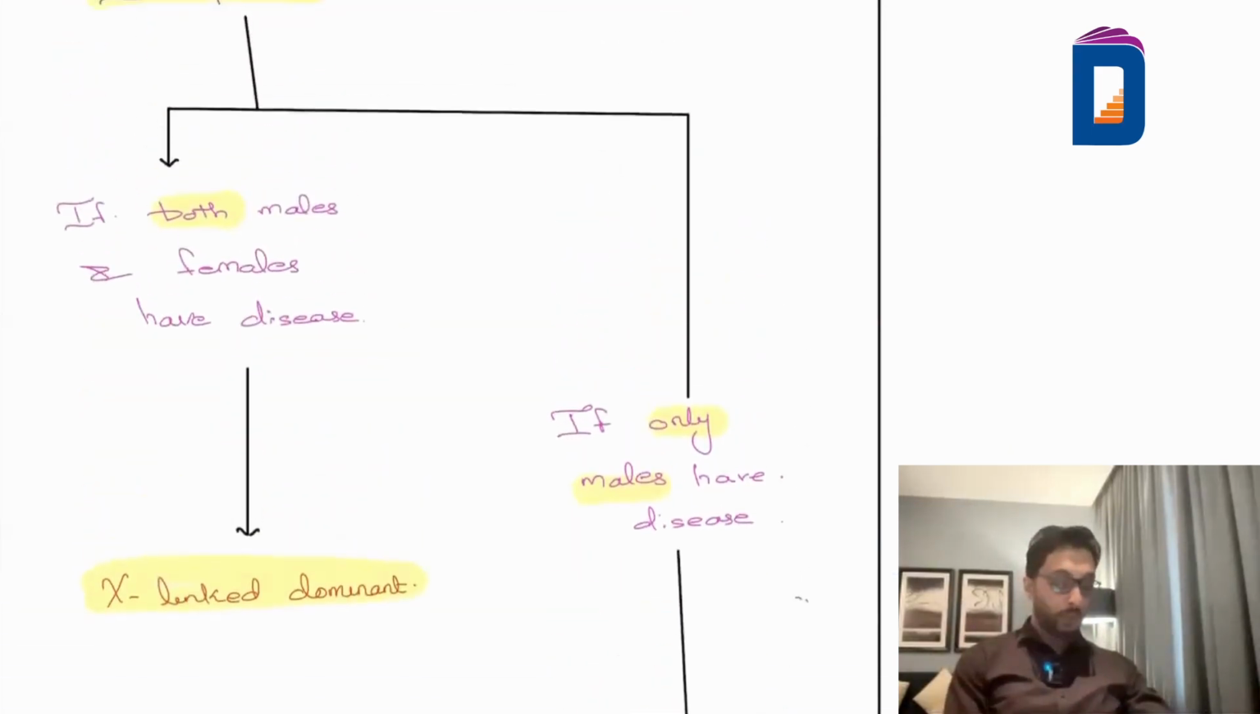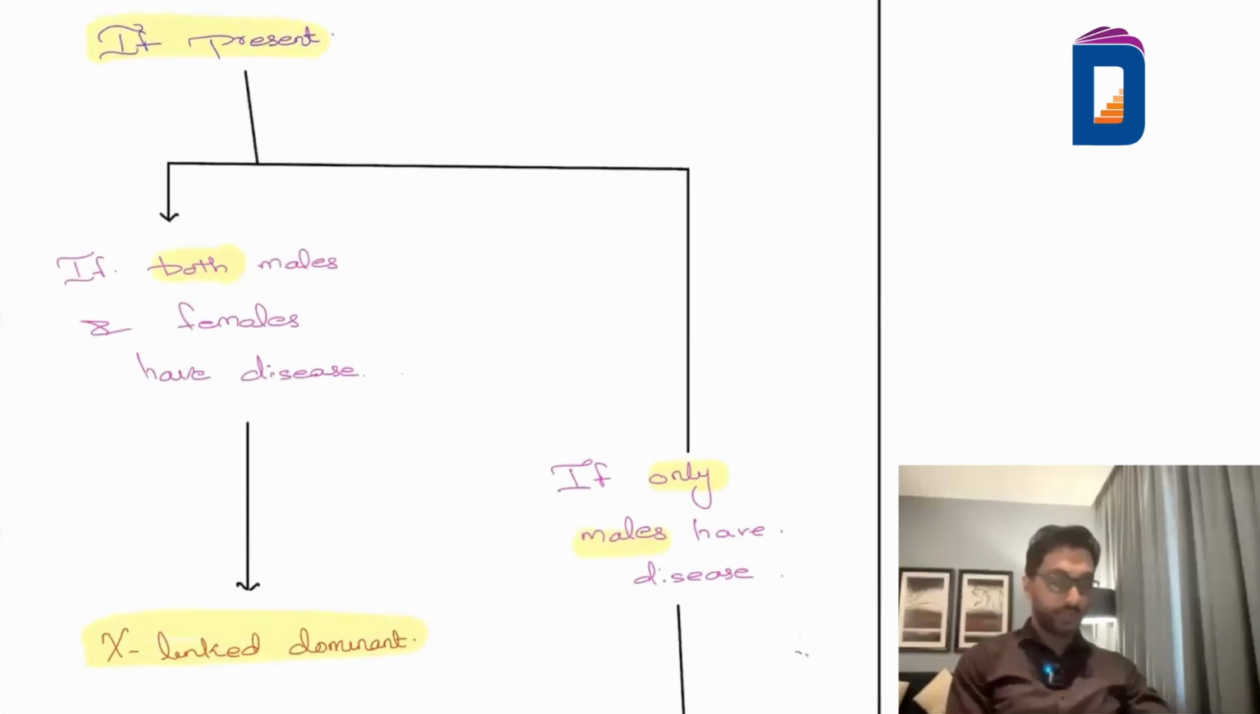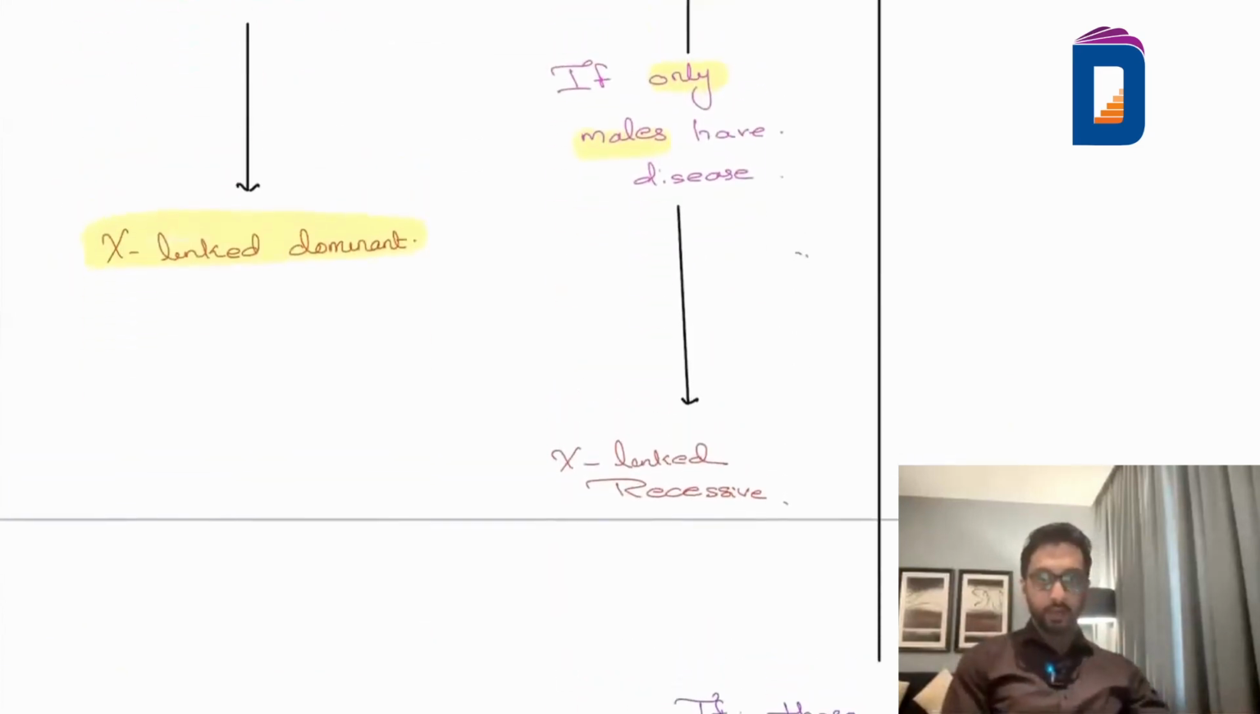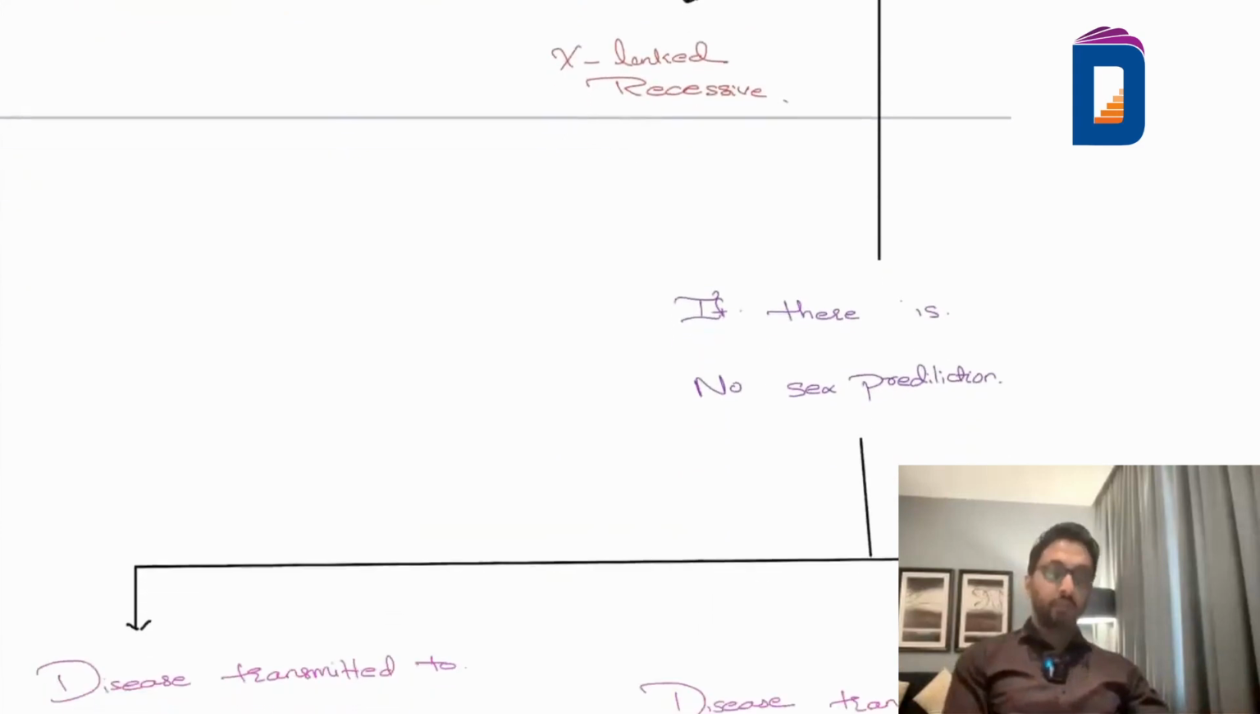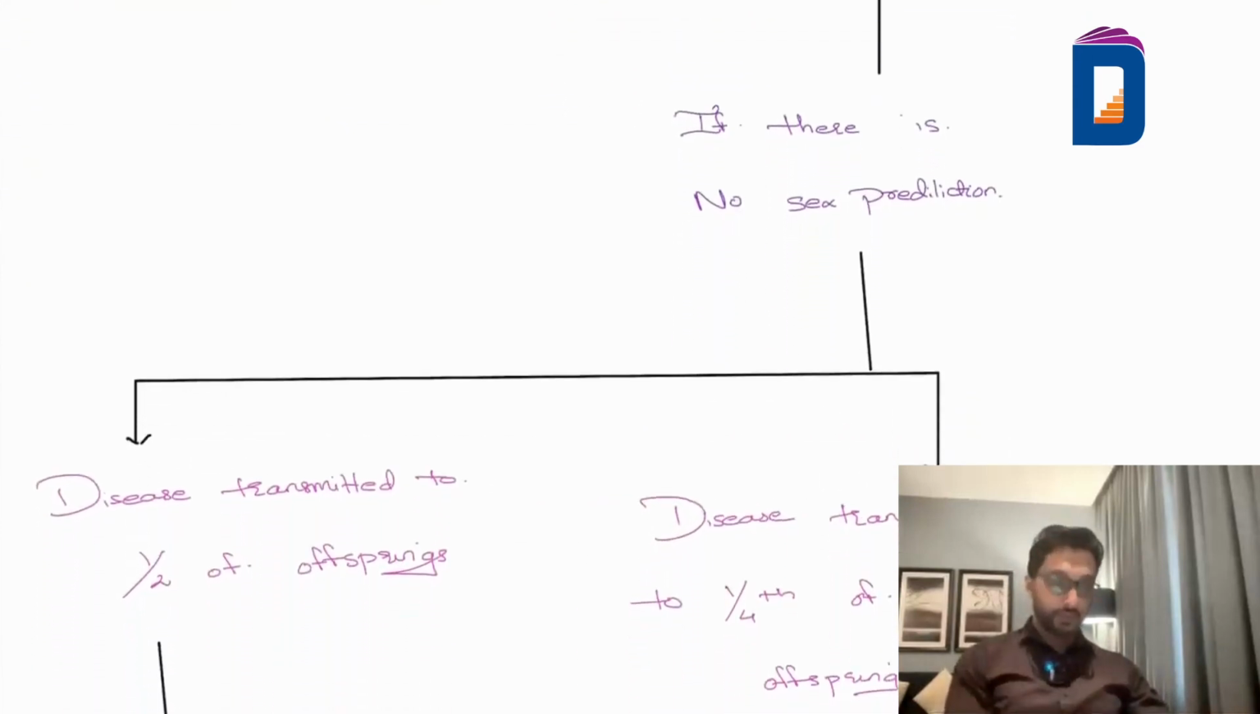Now you'll say, what about here? If both males and females are affected, then isn't it X-linked? So don't confuse yourself, you'll understand it better. But please note, in autosomal, there is no sex predilection. Now, if there is no sex predilection, that's what we're going to discuss next.